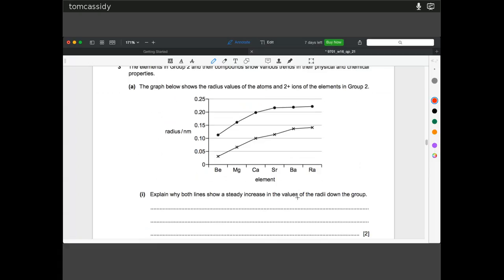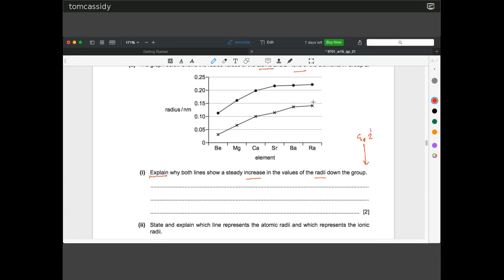Okay, we've got a couple of lines here, and we've got to explain why both lines are showing an increase in radii as you go down. This is group 2, isn't it? Group 2. And it's telling us that we've got atomic radii and ionic radii, so two different types of radius. So, why are those radii both getting larger as you go down the group? You've got to have two points here.